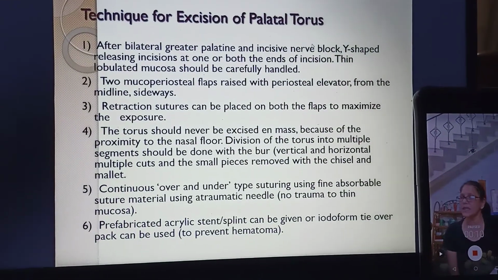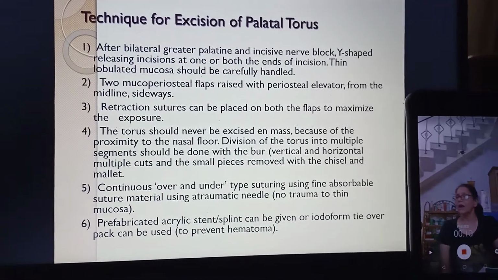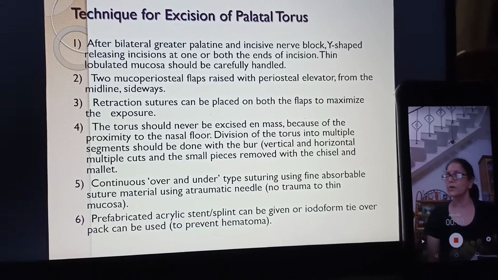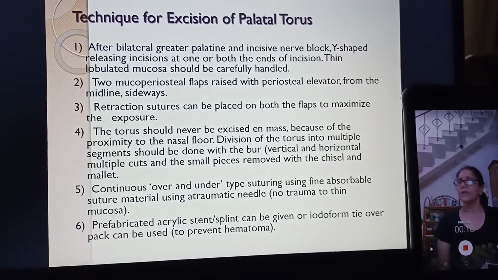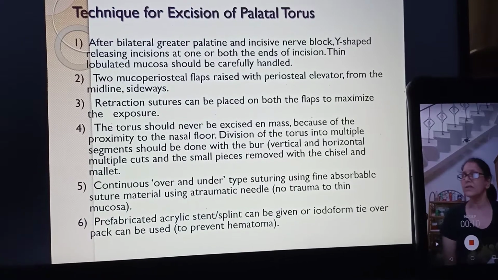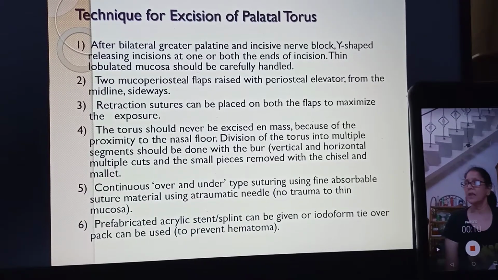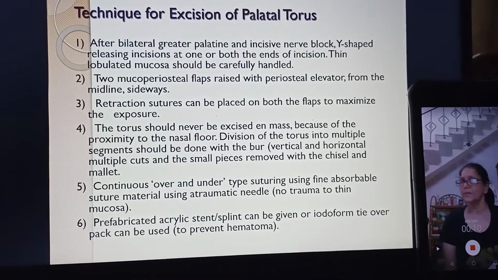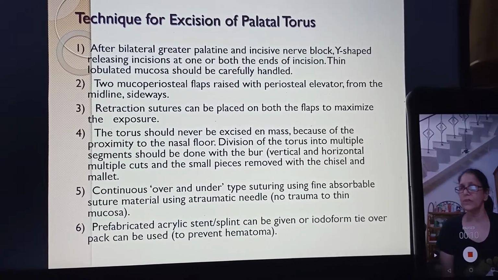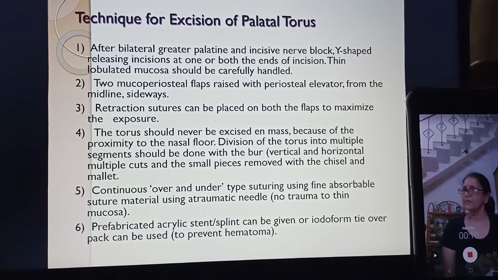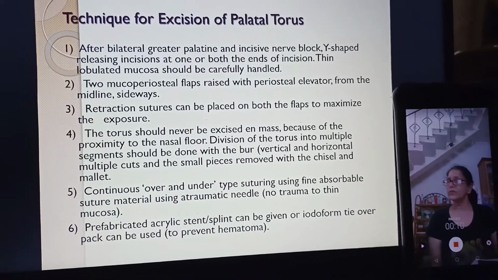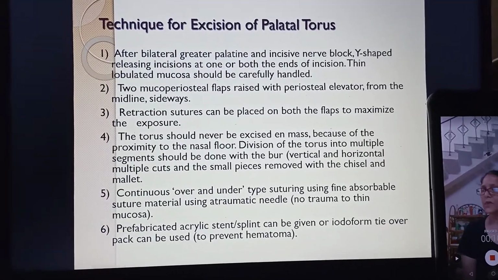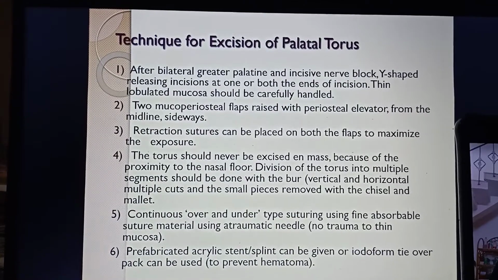So coming to the technique, after bilateral greater palatine and incisive nerve block, that is your local anesthesia, you can give a Y-shape releasing incision at both the ends and then carefully reflect mucoperiosteal flaps separately on both the sides using a periosteal elevator. Retraction sutures, as you saw in the diagrams, were applied so that the flaps are not damaged or traumatized while you are working on the tori.